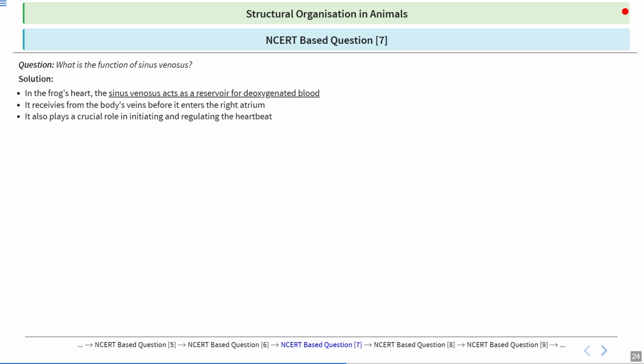So once it enters from this opening, it goes to the atrial part. So this is also regulating the heartbeat, the rhythmic contraction and relaxation of the heart.